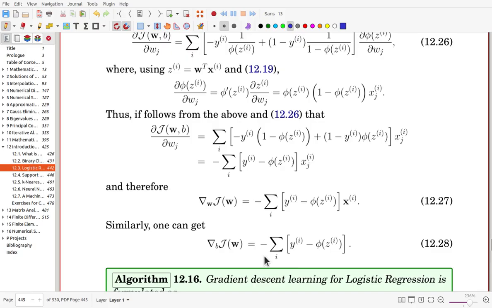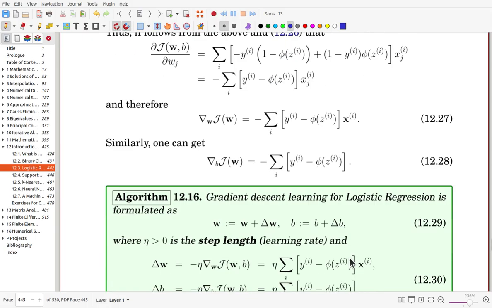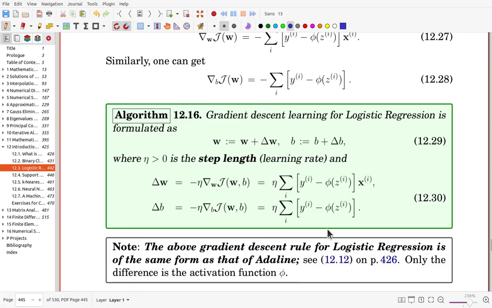For the b derivative, again, we can get that one. So in gradient descent learning, minus the gradient scaled by eta will be used for the correction vector. So we reach this one. That's the algorithm for logistic regression incorporating the gradient descent method.